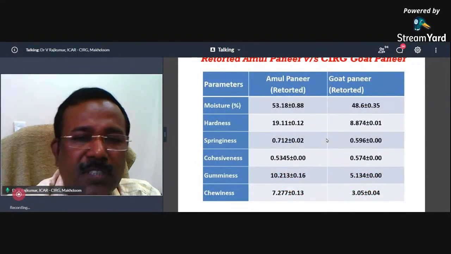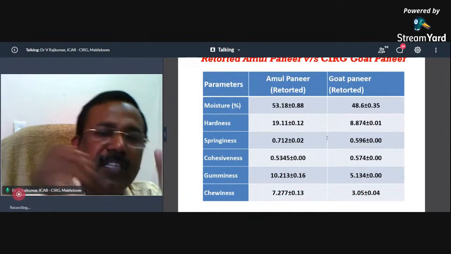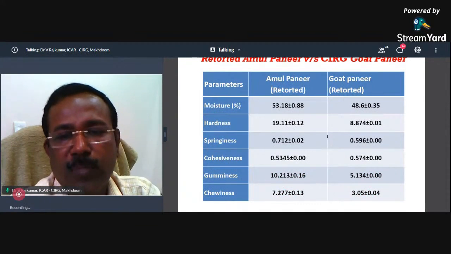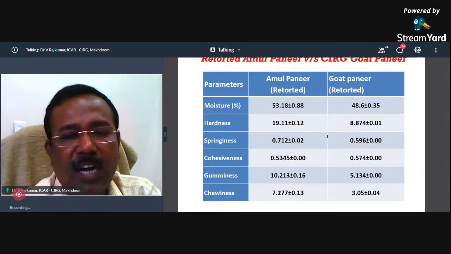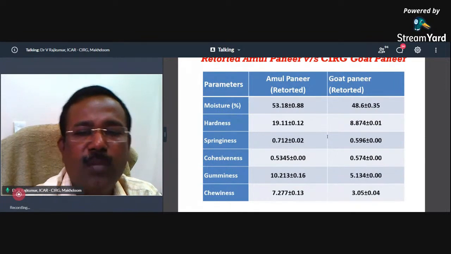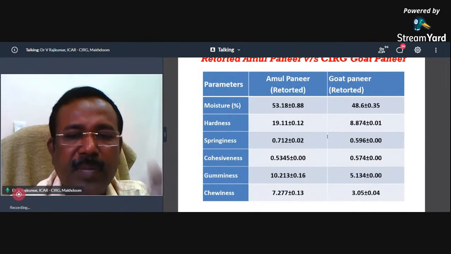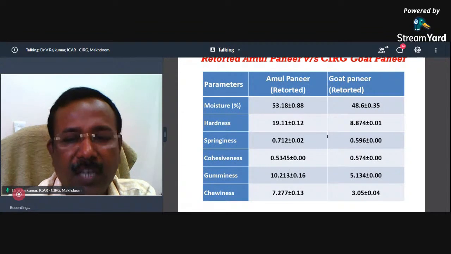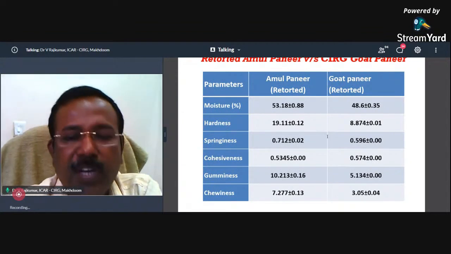Here we compared Amul paneer curry and goat meat paneer after retorting, to see what characteristics it maintains. Almost similar data were coming, except for a few differences in moisture and hardness value, which we observed. Next.